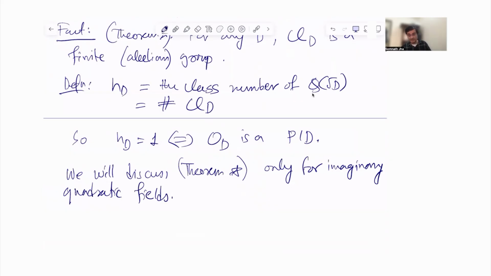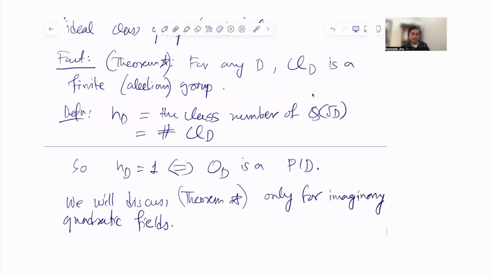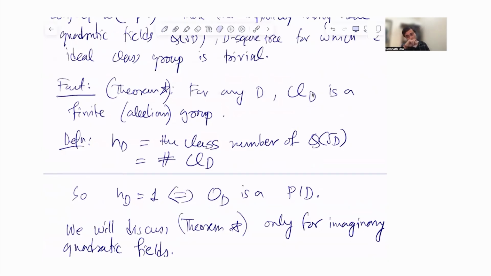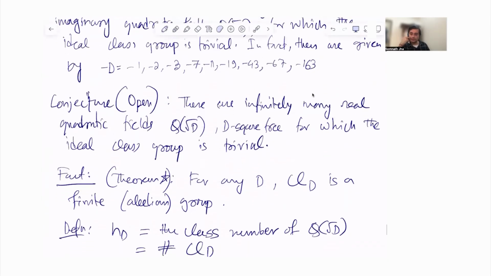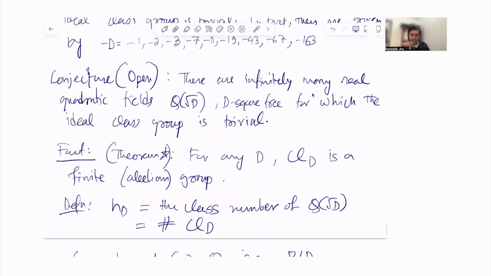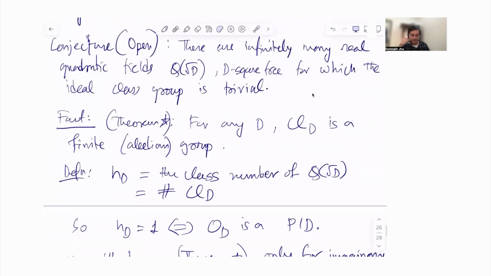We would like to say something about the finiteness of the ideal class group for imaginary quadratic fields. For real ones we will not say much. For example, for Q(√d) the ideal class group is finite, and there is a conjecture, which has not been proved, that there are infinitely many real quadratic fields for which the ideal class group is trivial, or h_D is 1, so it's a PID, but it is not known.